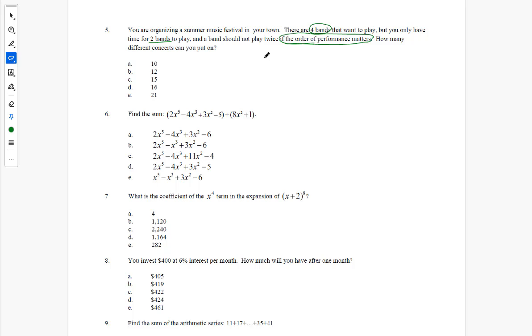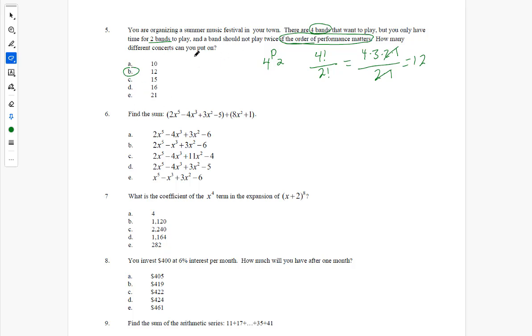So this is going to be 4, and it's a permutation of 2 because the order matters. So this is going to be 4 factorial over how many we don't want, 2 factorial. Whoops, rewrite that. 4 times 3 times 2 times 1 over 2 times 1. So that cancels with that. 4 times 3 is 12. So we get 12 right there.